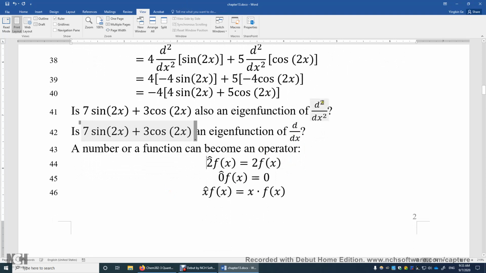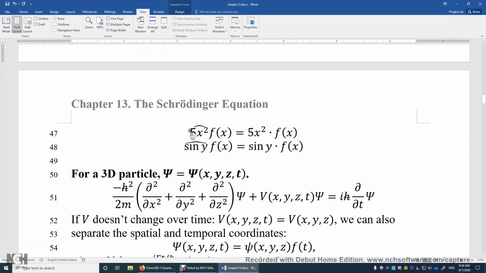Now, we learned this is an operator, this is also an operator, and there are some other operators. A number can become an operator, so this is an operator. If we apply this operator to a function, the result is 2 times that function. 0 can be an operator. If we apply the 0 operator to a function, the result is 0. A function x can be an operator. If we apply this x operator to a function, the result is x times the function. 5x squared can be an operator. When we apply this 5x squared operator to a function, the result is simply 5x squared multiplied by that function.